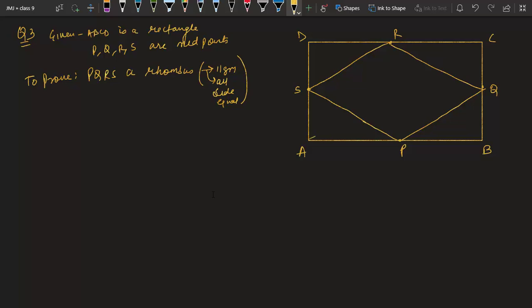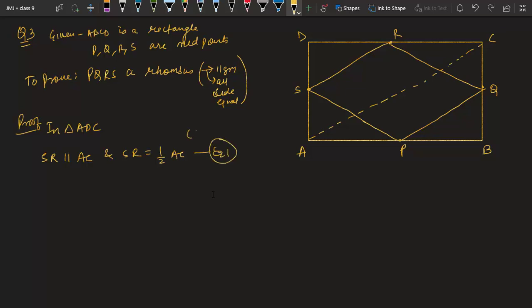Okay, so let's start. First let me join this diagonal AC, and we all know the first part is very easy because we have been doing the same thing for the last two questions. So proof: in triangle ADC, same thing, SR is parallel to AC and SR is equal to half of AC, equation number 1, by midpoint theorem. Similarly, in triangle ABC, we can say PQ is parallel to AC and PQ is equal to half of AC. Same reason, MPT, and this is your equation number 2.